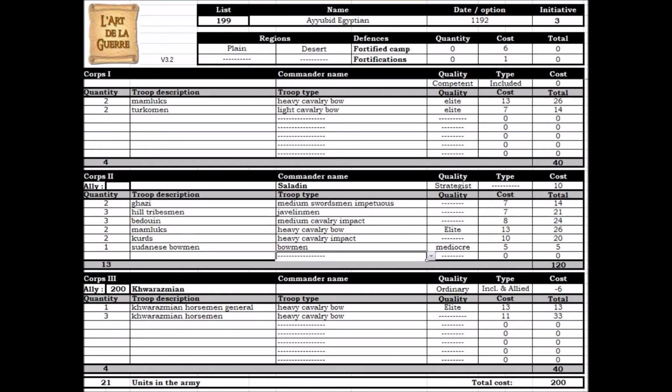See, you've seen the light, fantastic. 2 Mamluks elite heavy cavalry bow, and then 2 heavy cavalry impacts. So you're going for that. You've got 7 proper cavalry, 5 of them are impact, and 2 of them have got bow. So that's quite an aggressive force, but that's going forwards, isn't it?